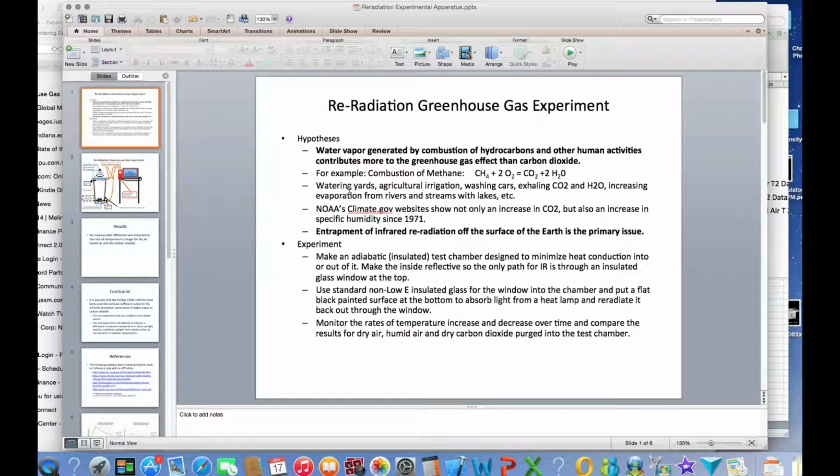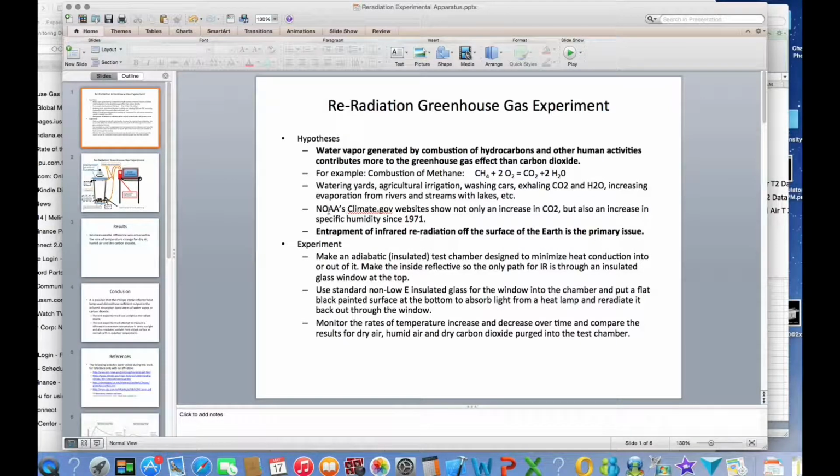But you also have a lot of other human activities such as watering yards, agricultural irrigation, washing cars, just breathing, increasing evaporation from rivers, streams, lakes, dams, etc. So there are a lot of ways humans are putting more water vapor in the air. And I believe in the greenhouse gas effect. We'd be freezing at night if it wasn't for it. So I just wanted to try some experiments, and that's what I'm talking about here.